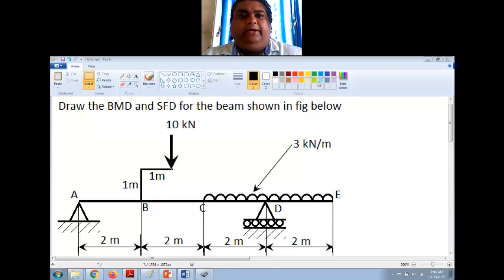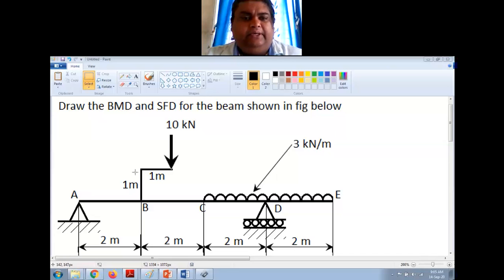Draw the BMD and SFD, bending moment diagram and shear force diagram, for the beam shown in the figure below. So the main new thing in this numerical is you can see a crank here, which is an L-shaped crank of 1 meter by 1 meter length, and a force of 10 kilonewton is applied at the end of this crank in the downward direction.